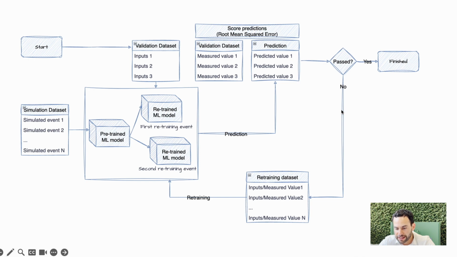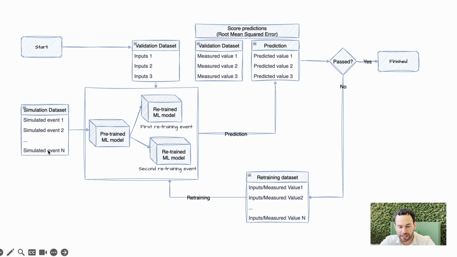If not, then data needs to be collected, creating a retraining data set, and this data set is used for retraining the machine learning model. As I mentioned, some machine learning models allow retraining or further training, which means that it keeps memory of the previous data set it has been trained on, but then uses the retraining data set for fine-tuning the predictions.